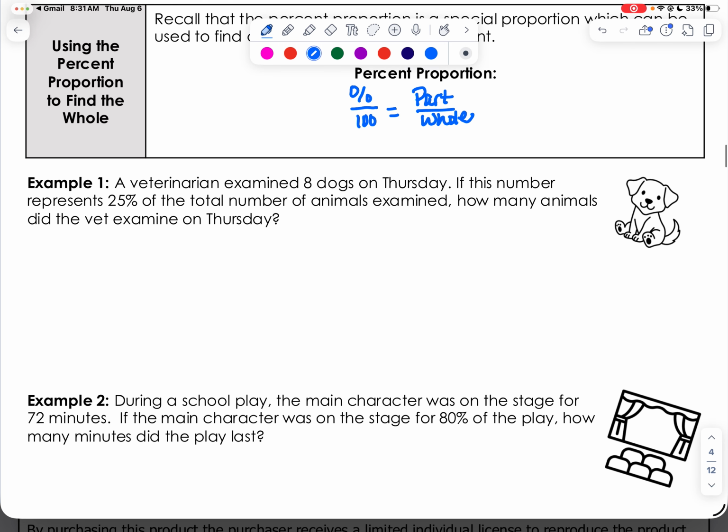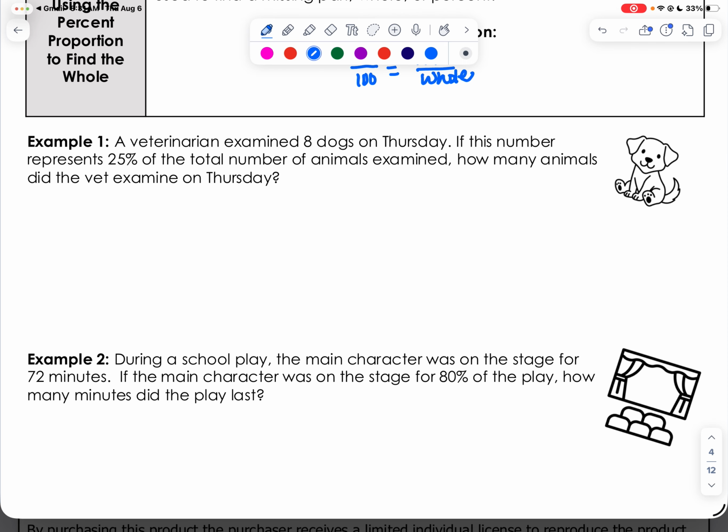And then to solve it, we can just find the scale factor to find our missing pieces of information. In example 1, it says a veterinarian examined 8 dogs on Thursday. If this number represents 25% of the total number of animals examined, how many animals did the vet examine on Thursday? So let's identify our percent, our part, and our whole so that we can set up our percent proportion.